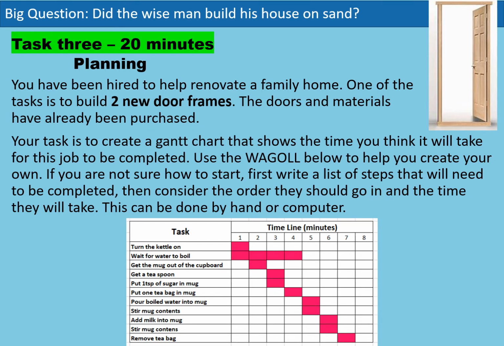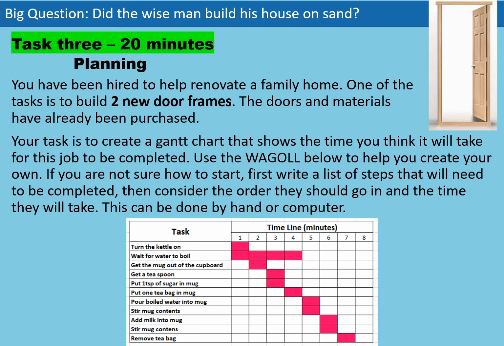If you're not sure how to start, first write a list of steps that will need to be completed in order to make the door frames. Then think about the order that those steps should go in. And then think about how much time they would actually take. And once you've considered those things, then you can create your Gantt chart.